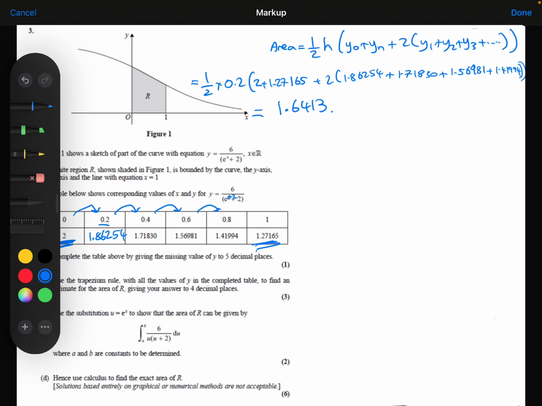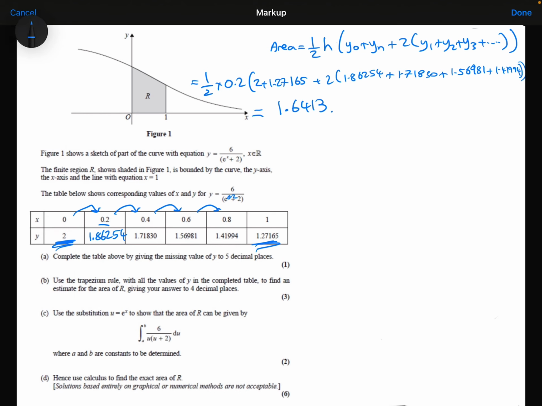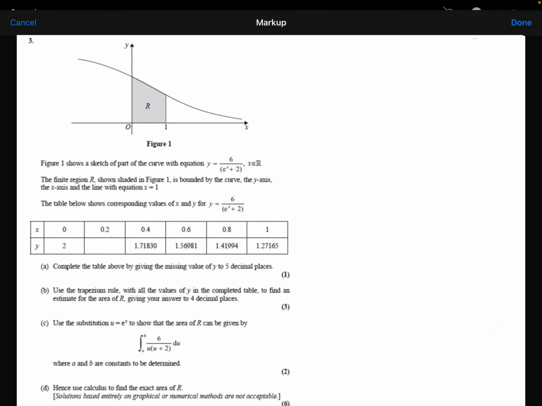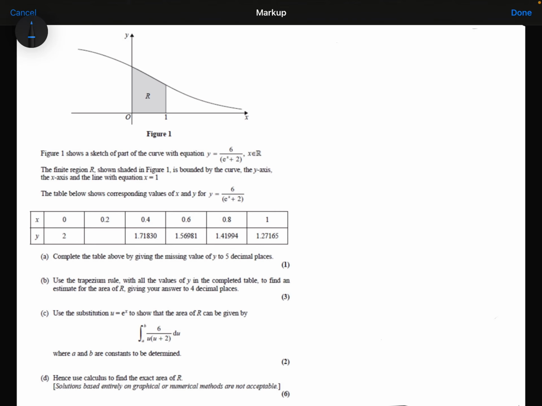Part C. Use the substitution u equals e to the power x to show that the area can be given with that formula. So, as always, let's start with the integral that we would use to get to the area. We would be integrating 6 over e to the power x plus 2 with respect to x, and our limits are 0 and 1. So that's the usual integral we would do to get that area.